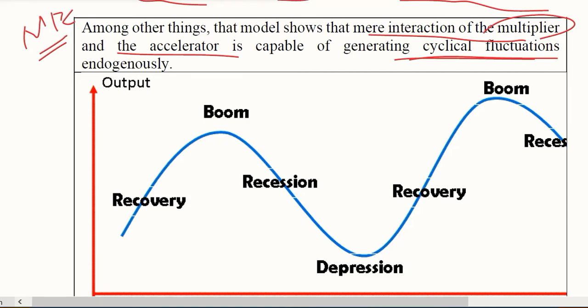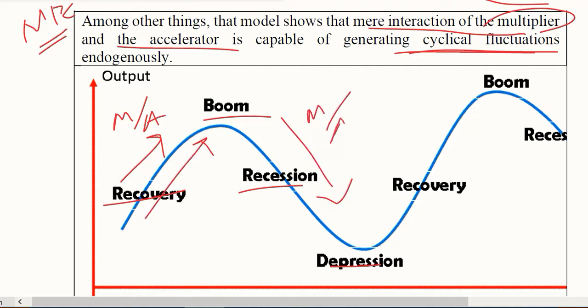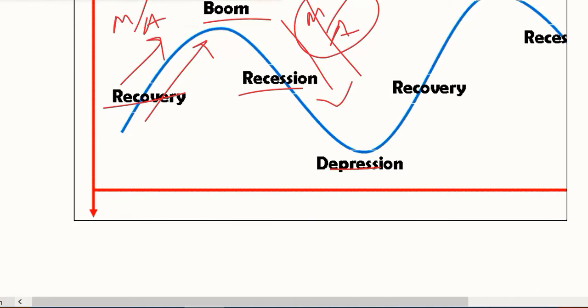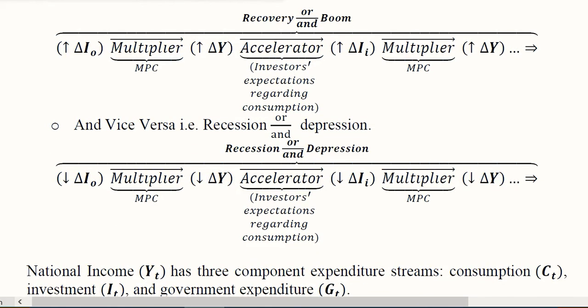As you can see, a business cycle is depicted here. Recovery, boom, recession and depression are the 4 phases of a business cycle. Here, both the multiplier and the accelerator are in a favorable direction and they lead to a boom. Here, they are in an unfavorable situation, due to which they are leading to a depression. We can explain it further with the help of this flow of some terminologies.